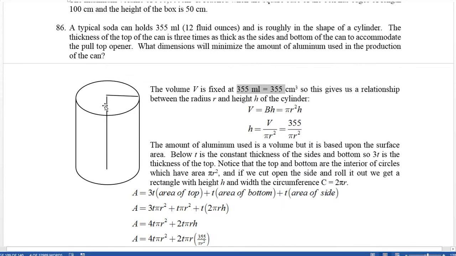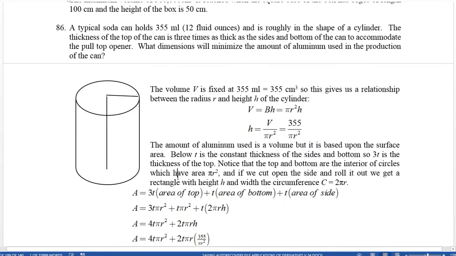So the top and bottom are circular discs, and each have an area of pi r squared. If we slice this side and roll it out flat, the side is a rectangle. So we have basically a rectangle and two circles put together. Roll up the rectangle, put the circles on the top and bottom, and we've got our can. Now when you unroll this, the width of the rectangle is going to be the circumference of the circle, which is 2 pi times the radius.